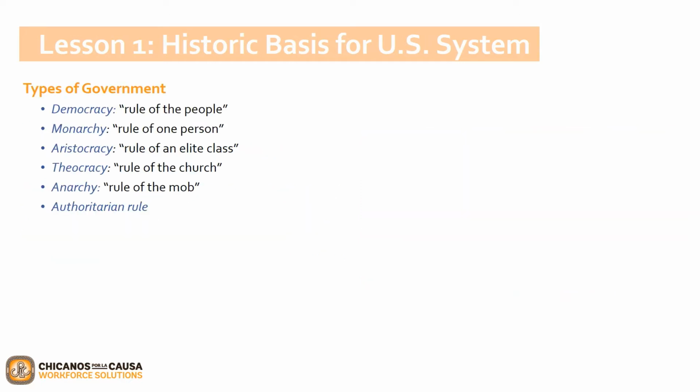Now that we have uncovered some historical basis for democracy, let's learn about other types of government. Here we have democracy, which is rule of the people; monarchy, rule of one person; aristocracy, rule of an elite class; theocracy, rule of the church; anarchy, rule of the mob; and authoritarian rule, which essentially means a dictatorship, military rule, or fascism.